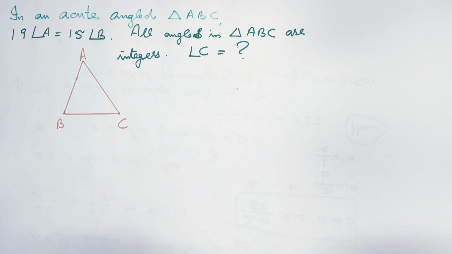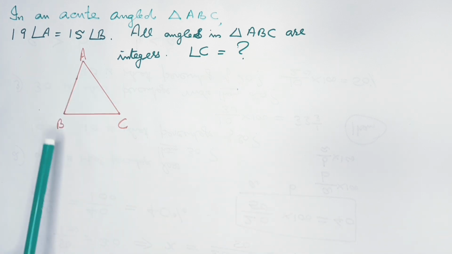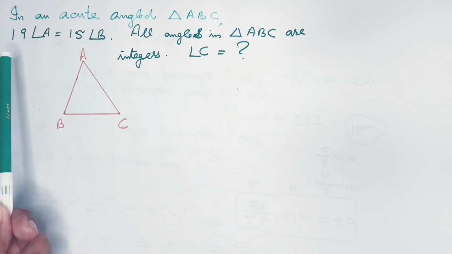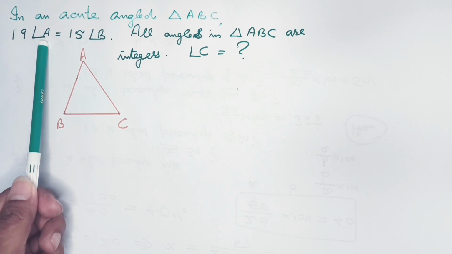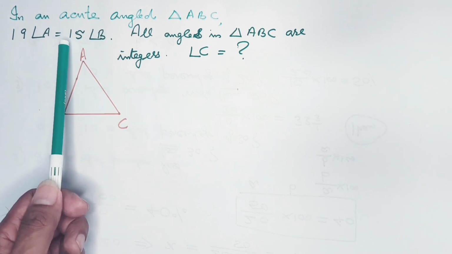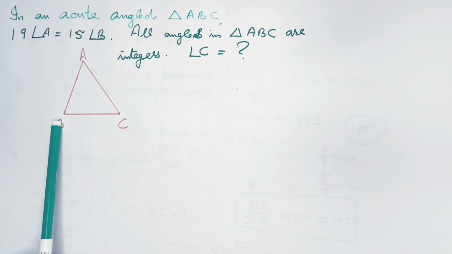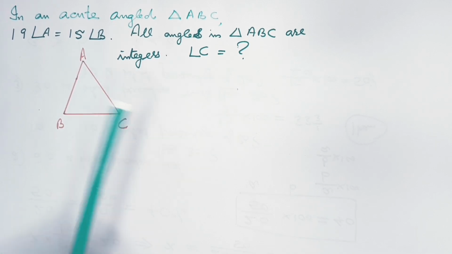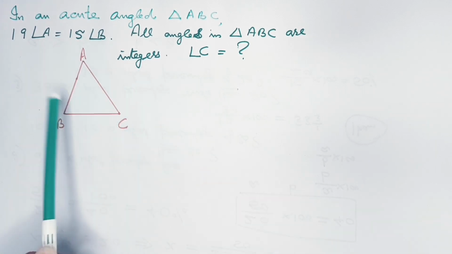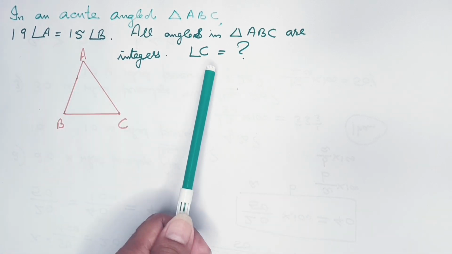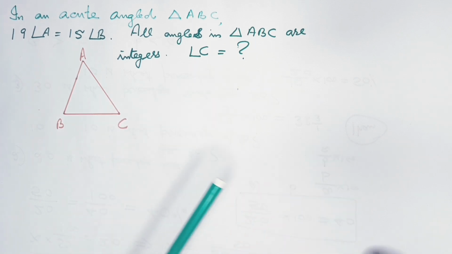Today we are looking at an interesting problem from geometry. You're given an acute angled triangle, and 19 times one angle, that is A, equals 15 times another angle B. Also given that all angles are integers. In such a triangle, what is the value of the third angle, C? That is the problem.